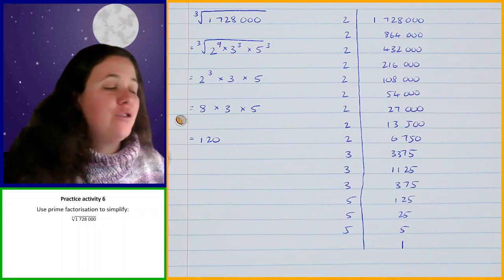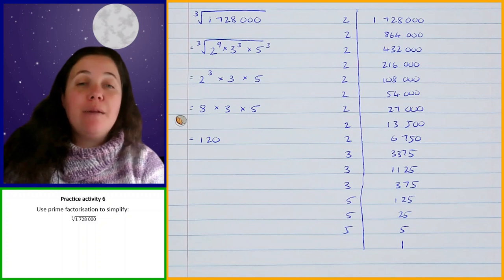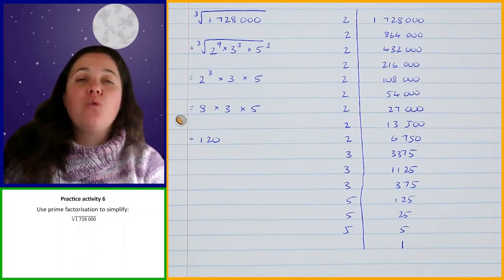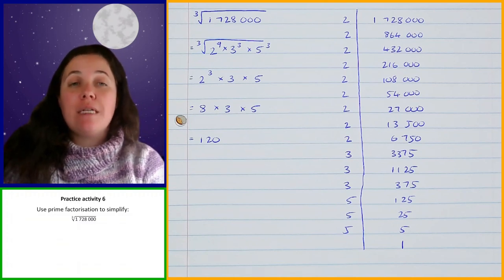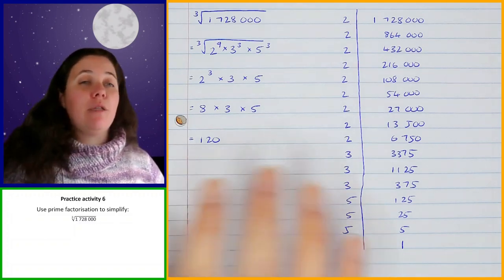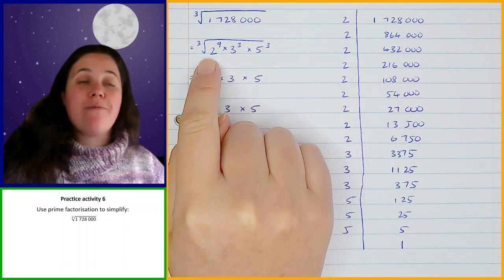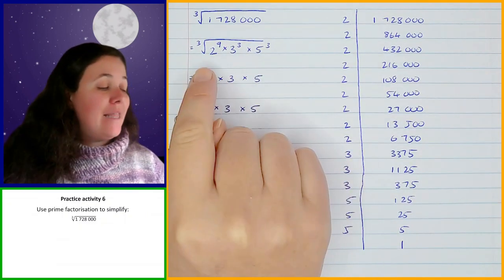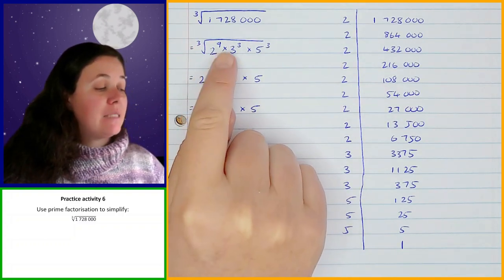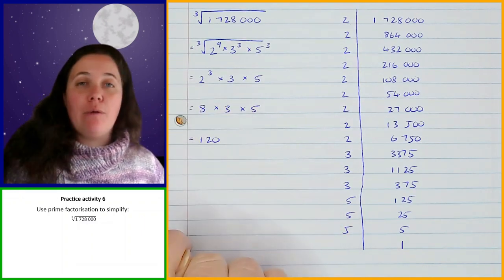So that is how we use prime factorization, where we're using the ladder method to write numbers as products of their prime factors in exponential form to work out the roots of those numbers, whether it's a square root or a cube root, or you could work out any root of a number using this method. So we use the ladder method to write it as a product of its prime factors in exponential form, and then you take whatever the radical's index is and you divide the exponents by that index when you're finding out what your root is, and then you just simplify once you've done that.